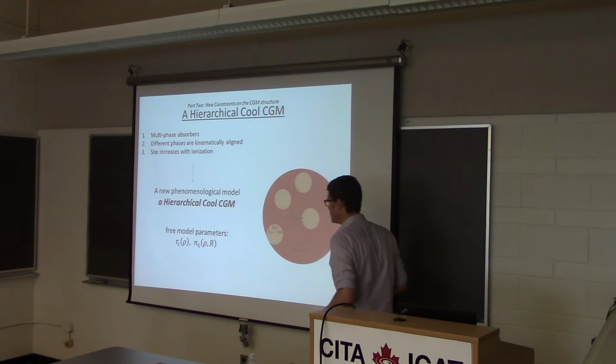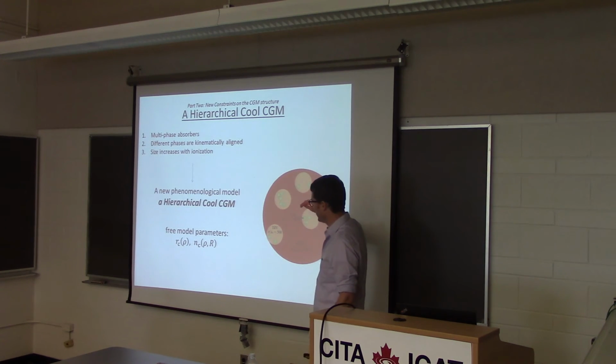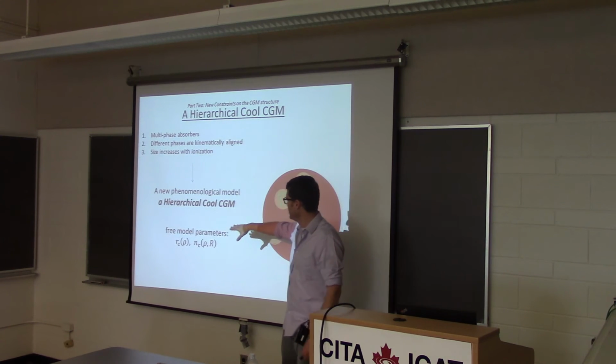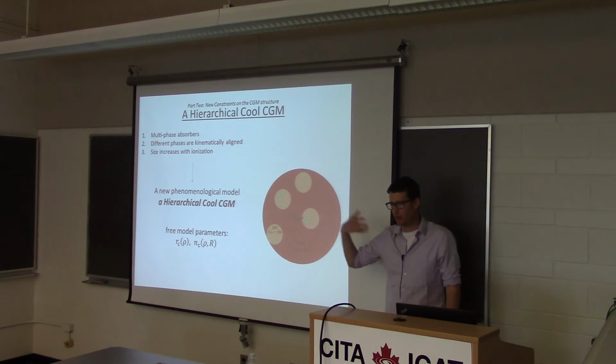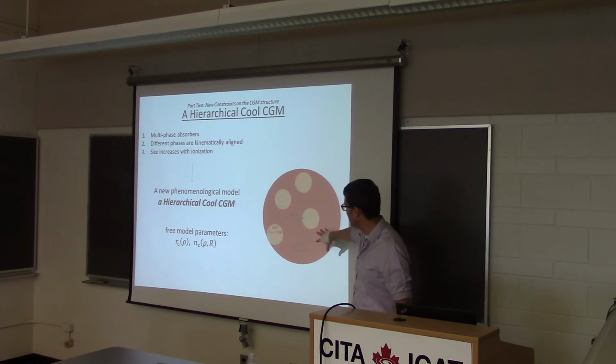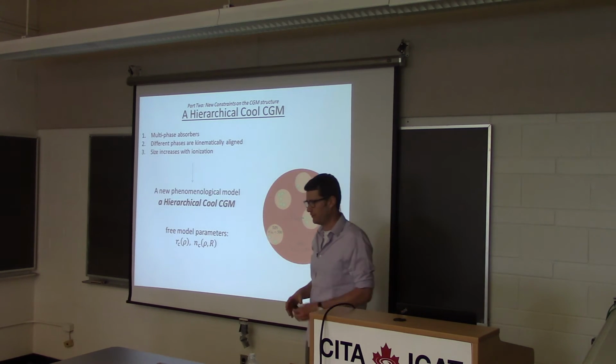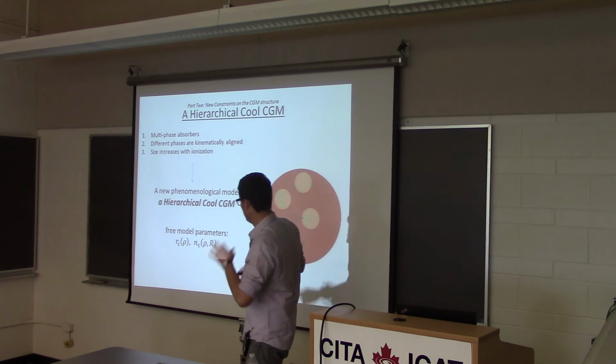What are the 3 parameters of this model? One is the size: what is the relation between size and density? And the second parameter is the number density of the clouds. So how many clouds like this do we have in the CGM, and within each low density cloud, how many high density clouds do we have?